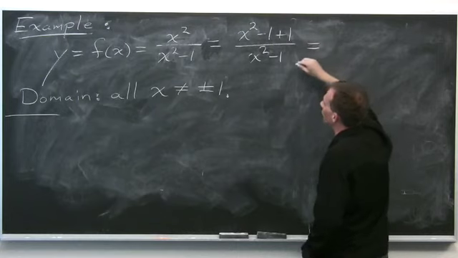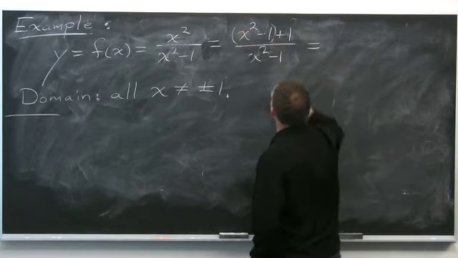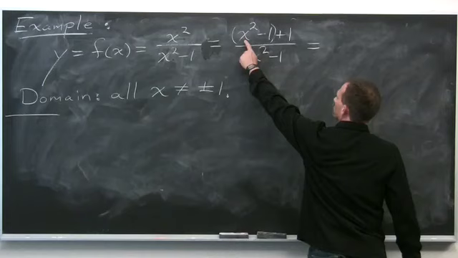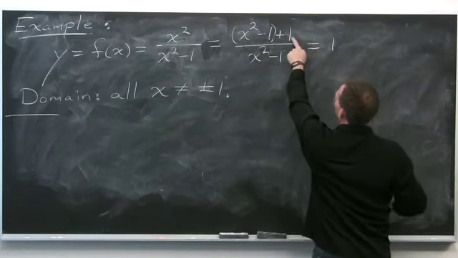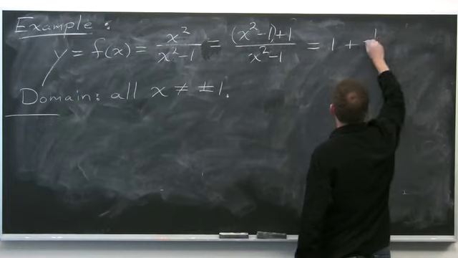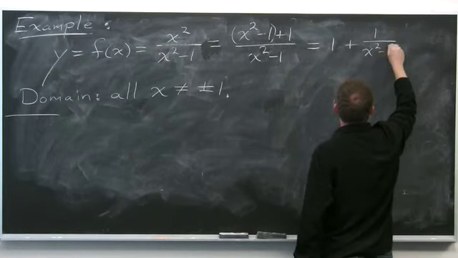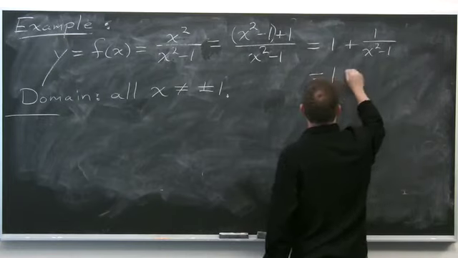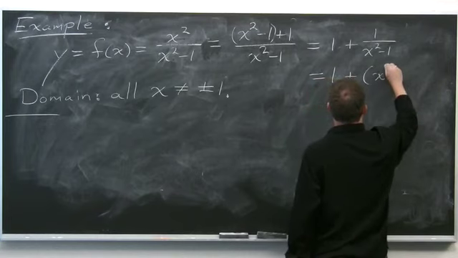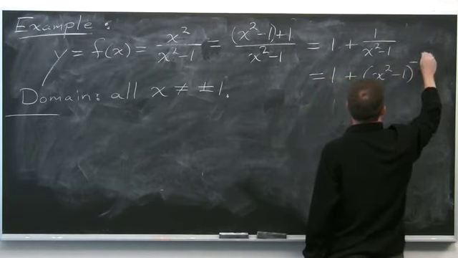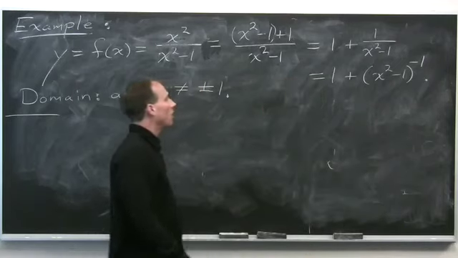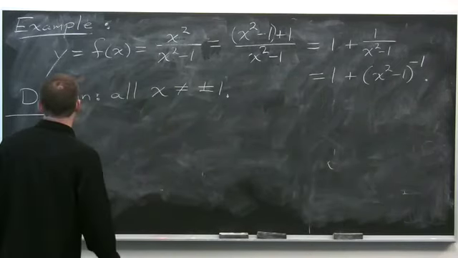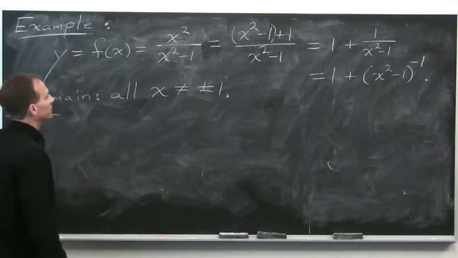How is this useful? Well, if you group it like this, then you can split up this fraction as x squared minus 1 over x squared minus 1. That's 1 plus 1 over x squared minus 1. Why do this? Because it makes the derivative significantly easier to calculate, for one thing, because we can write the function like that.